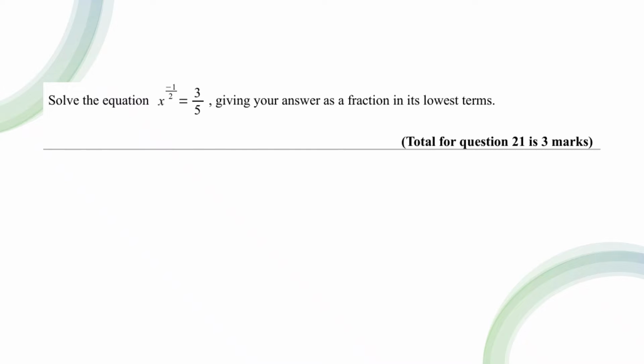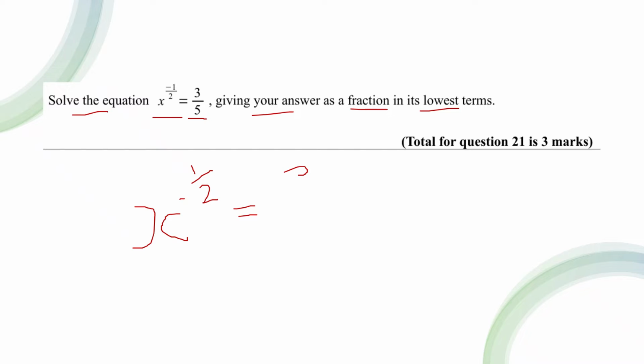Okay, folks, solving an equation involving fractional powers. Solve the equation x to the power of minus a half, or negative 1 over 2, is equal to 3/5, giving your answer as a fraction in its lowest terms. So we've got x to the power of minus a half is equal to 3/5.